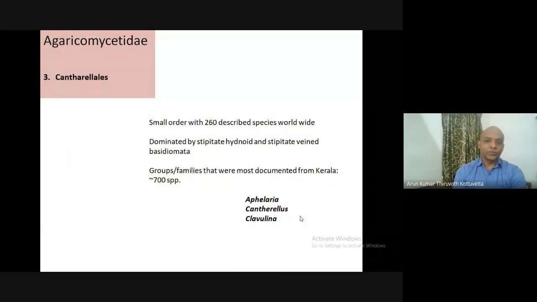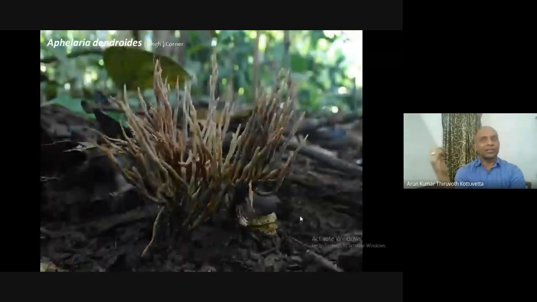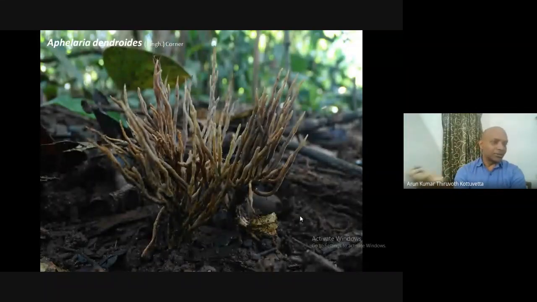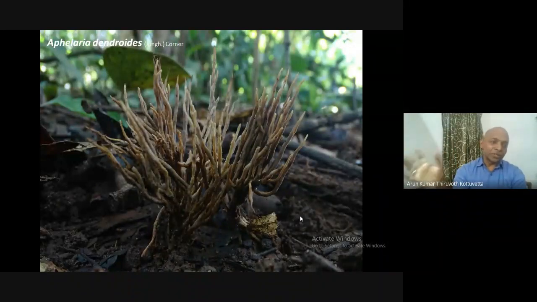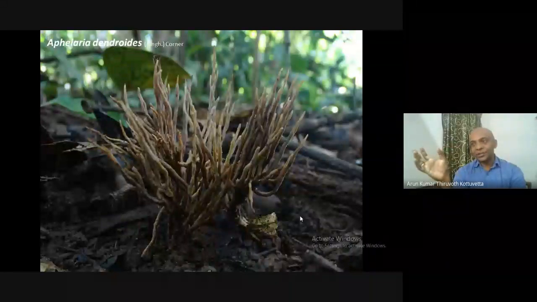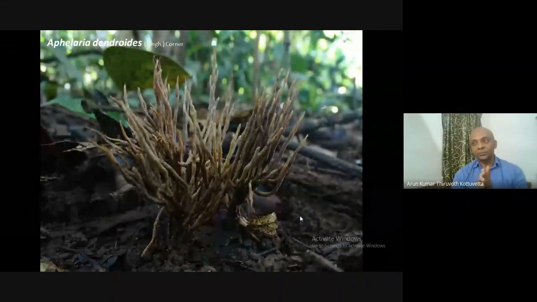Of course, Chanterelles is a small order with around 200 or so described species worldwide. Afilaria, Cantharellus, and Clavulina are some of the genera that we have. Cantharellus has a wide range of fruit body shapes, ranging from clavarioid or club-shaped mushrooms to almost pileate or spatulate mushroom-shaped fruit bodies. Cantharellus is an example where you will find pileate or spatulate mushroom-shaped fruit bodies, and Afilaria is one where you have a clavarioid, coral-like fruit body structure.